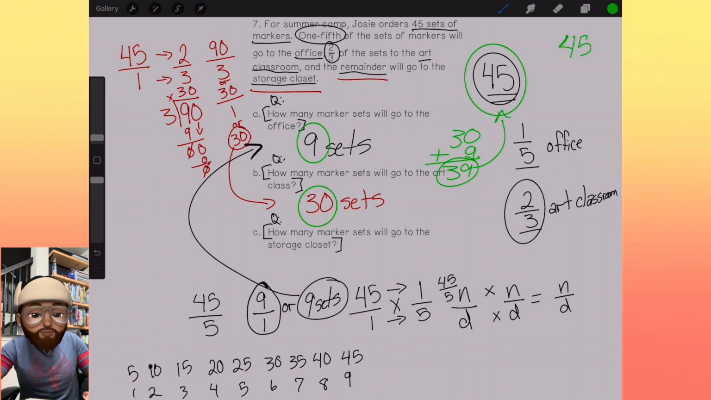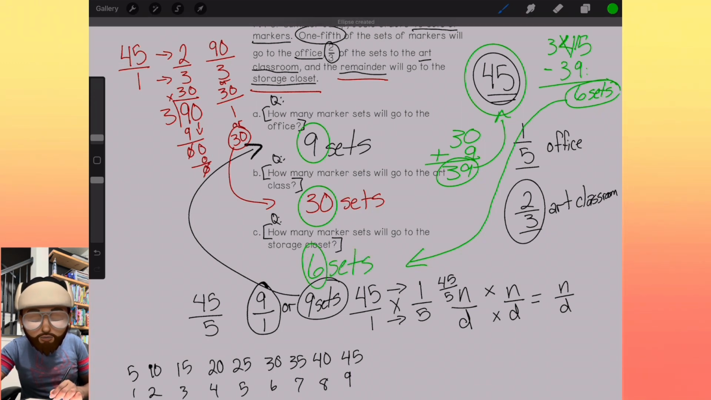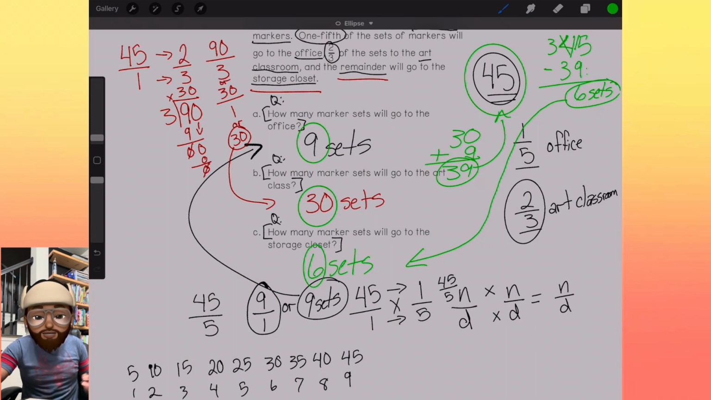So I'm going to take 45, subtract 39, and let's do this. Borrow from the 4, 15 minus 9, 14, 13, 12, 11, 10, 9, 8, 7, 6. 3's cancel out, therefore we're left with 6, and that can be represented as 6 sets. We're going to take this 6, and this 6 is now going to go down to C. So that'll be 6 sets. And now we have all 3 answers correctly answered.